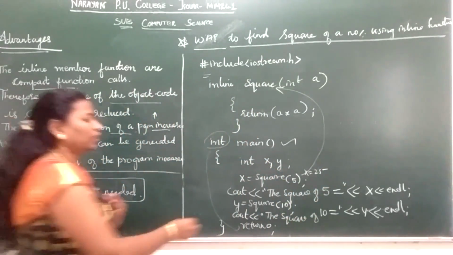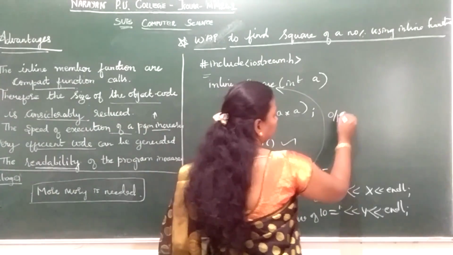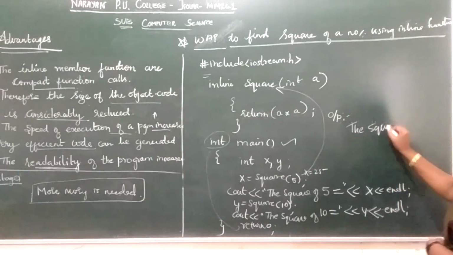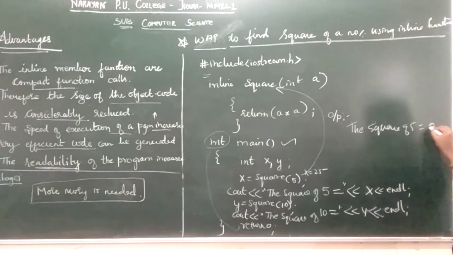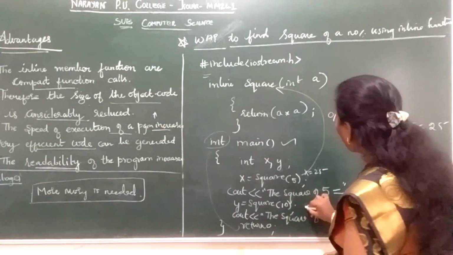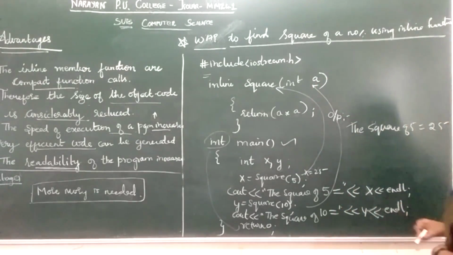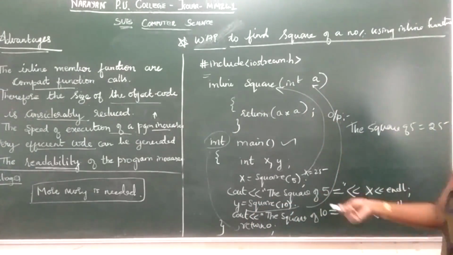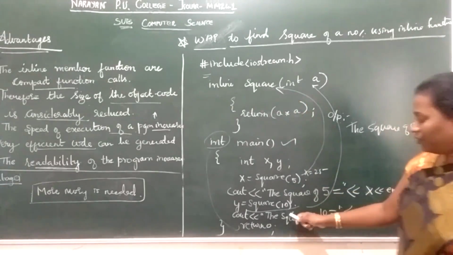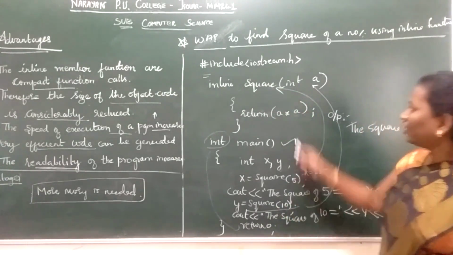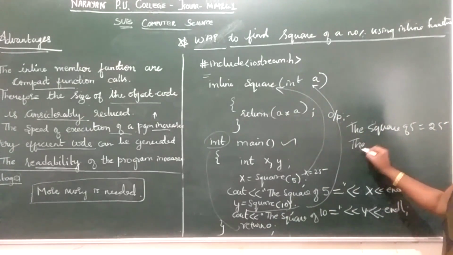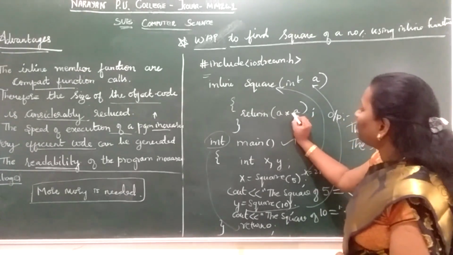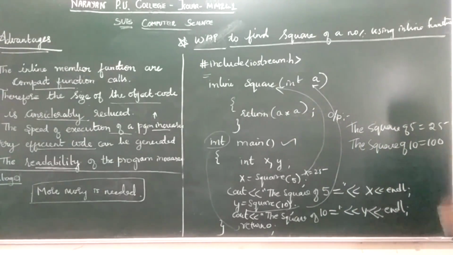Okay. Next, the output will be the square of 5, which equals 25. Next, y is equal to square of 10. See, n number of times if you want to call the inline function, you can call it. Whenever you call the inline function, the function call is replaced by the body of the function. What is my function call here? Square of 10. So what is getting replaced? The body of the function. So what is square of 10? 10 into 10 is 100. Okay, 10 square is 100.